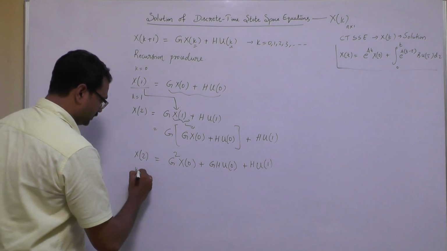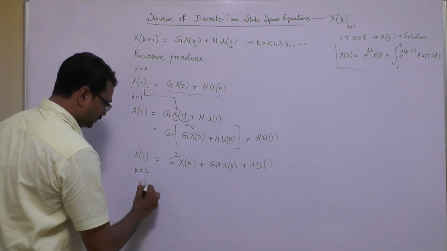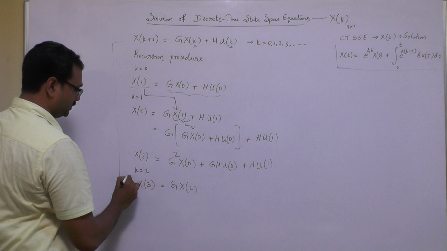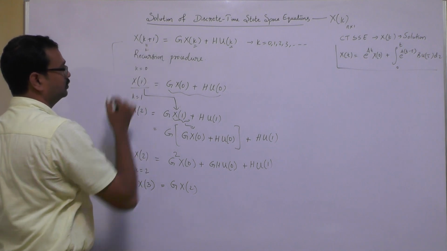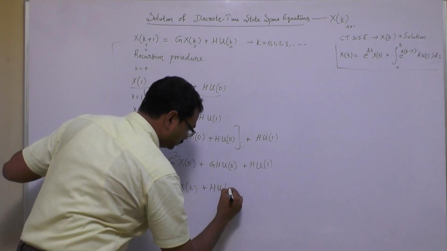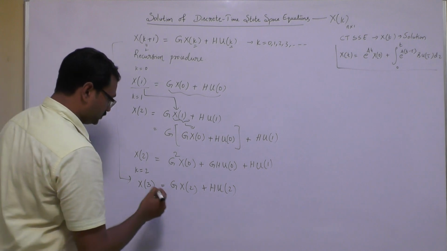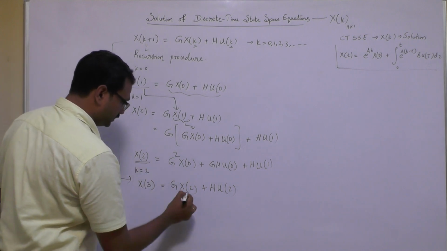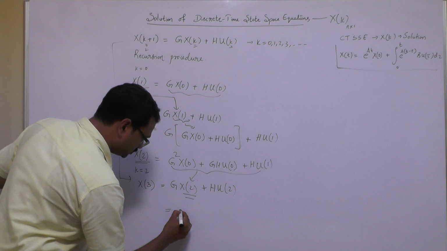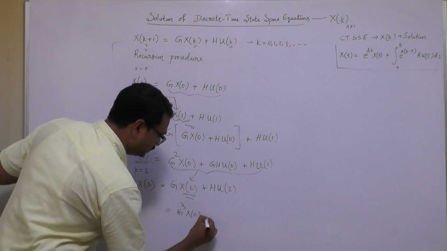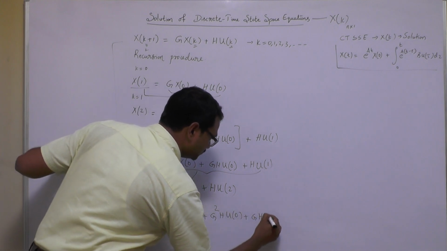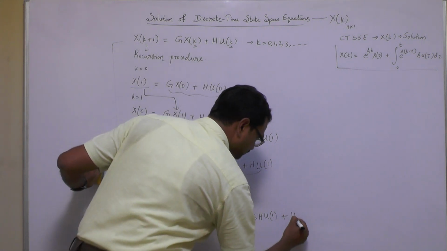Similarly, when I go with k equal to 2, I have x(3) is equal to G x(2) plus H u(2). Right. So now what is x(2) here? This can be replaced here. So I will have G into G squared, G cubed x(0), plus G squared H u(0) plus GH u(1) plus H u(2).